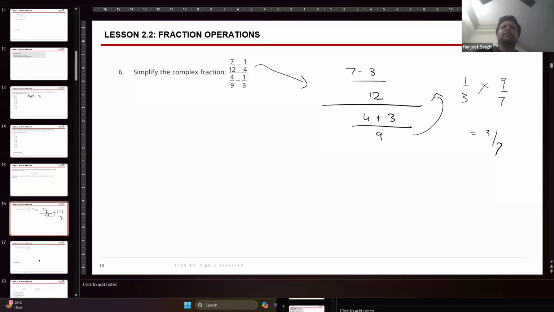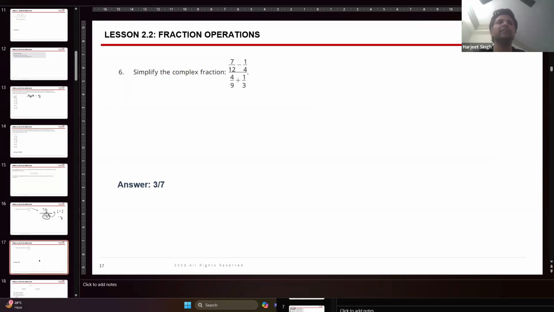So this, if flipped up, will flip your numerator and denominator. That's the only thing.